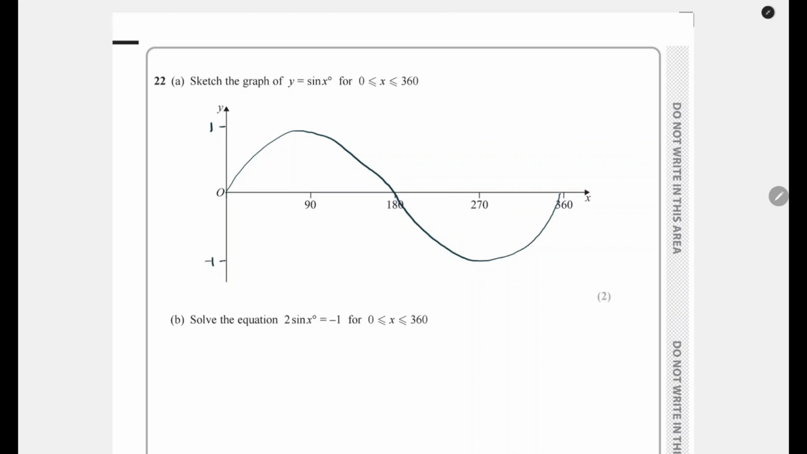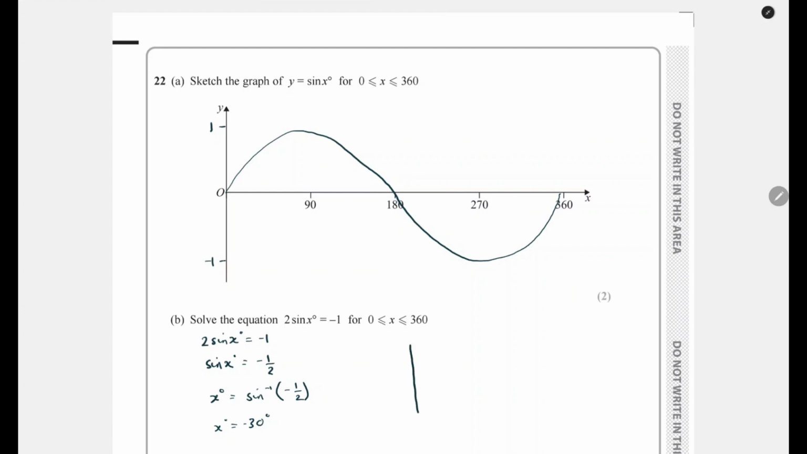Part B asks us to solve the equation 2 sine x is equal to minus 1 for all values of x between 0 and 360. So let's rearrange this equation. We have 2 sine x is equal to minus 1. Sine x is equal to minus 1 over 2, or minus a half. And so x degrees is equal to the inverse sine of minus 1/2. And we know that that is equal to minus 30 degrees.